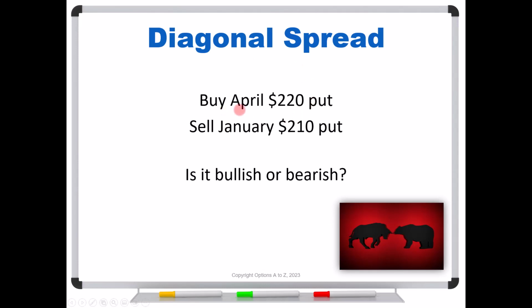Let's say that you buy the April 220 put and sell the January 210 put. Well, is this bullish or bearish? Well, these are puts. What's step number one? Identify the more valuable put. It's the 220 strike. Now, interestingly, for diagonal spreads, we don't have to worry about the expiration dates because the 220 put still dictates the nature of this spread.